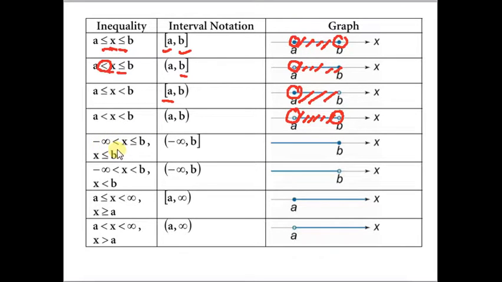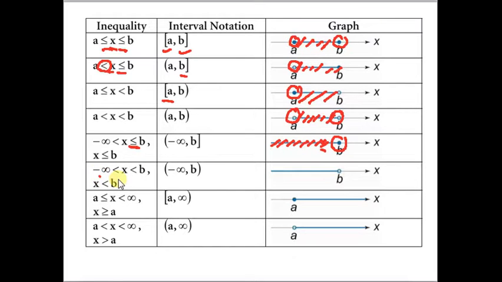Now minus infinity less than x less than or equal to b. It means it will take all the values which are less than b. Here less than or equal to is given, so it can take the value of b as well. So that is the reason we indicate it with a dark bubble. This can also be written as x less than or equal to b. So it can take any value less than or equal to b.